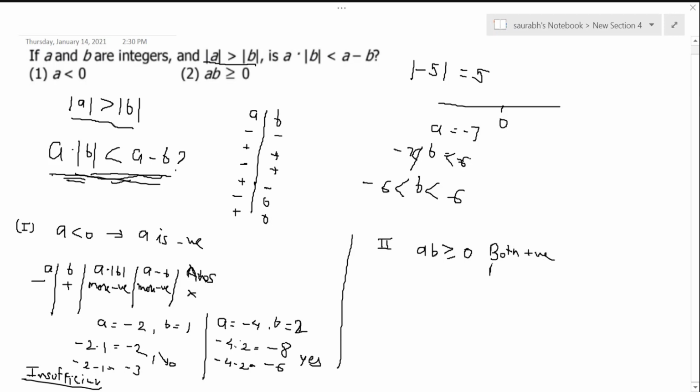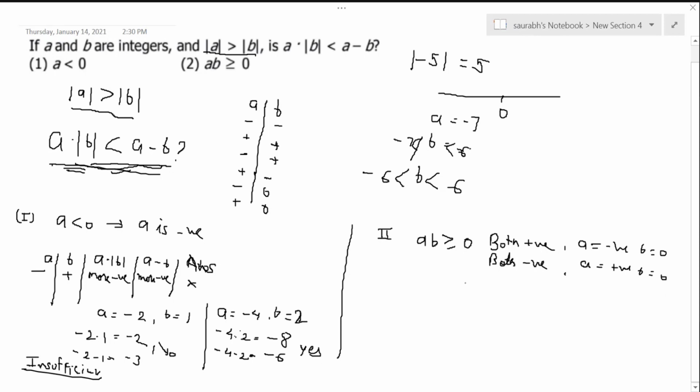Is this the only interpretation? How about, as we already know from the stem, A cannot be 0. But B can be 0, right? One of them or both of them can be 0. Exactly. So let's say A is negative and B is 0. That's another scenario. Or A is positive and B is 0. Right? So now what happens?